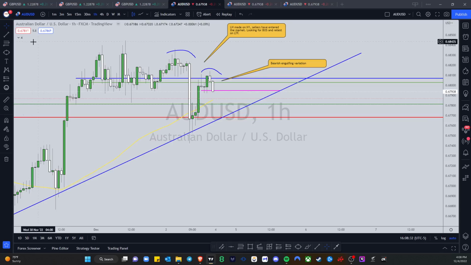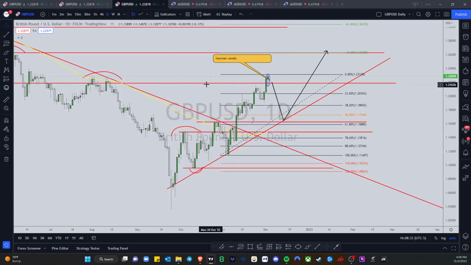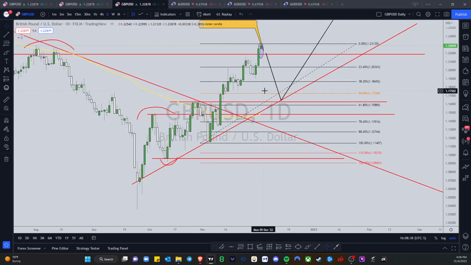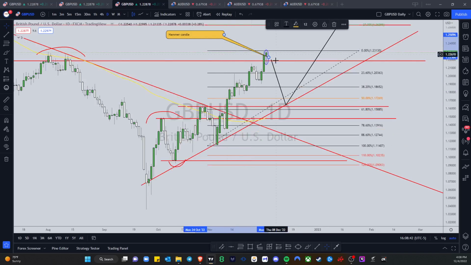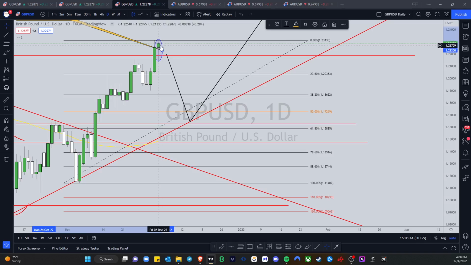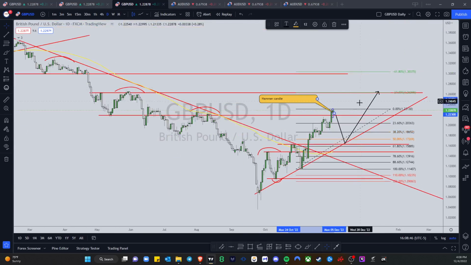Alright, so we're done with AU. Now we're going to GU. GU is almost looking like the same kind of setup. Also closed as a hammer candle. Last candle was closed as a hammer, also at the daily resistance level.